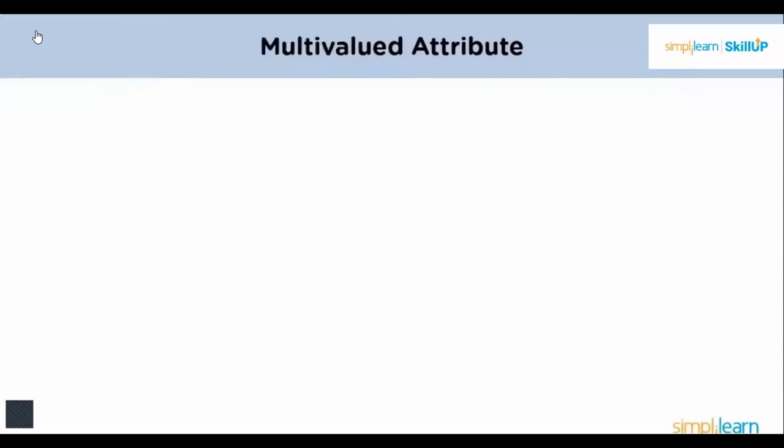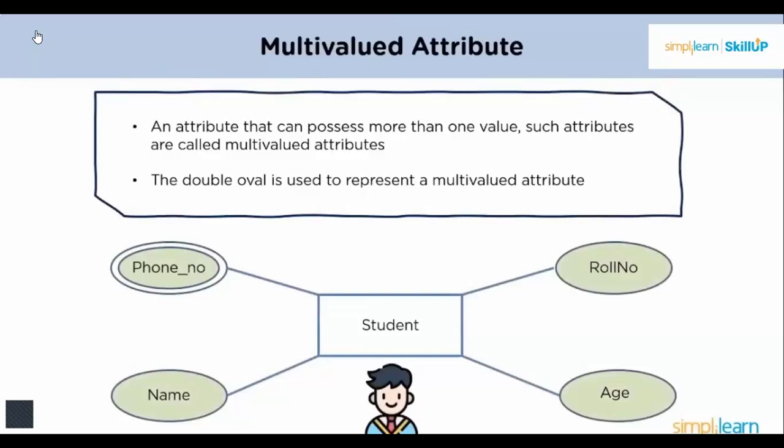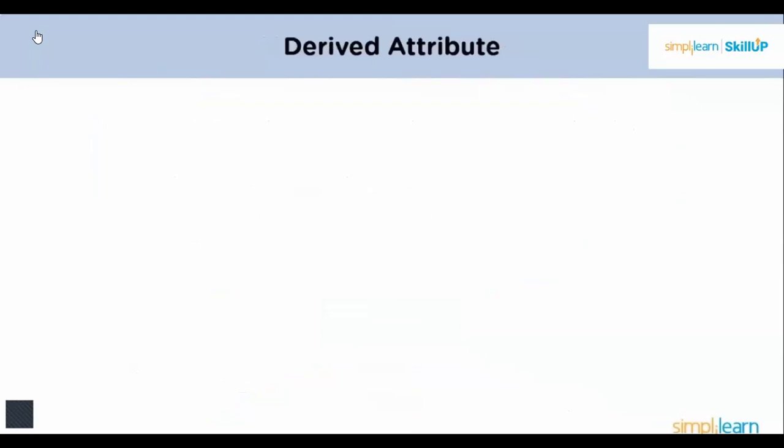Now, let's have a look at multi-valued attribute. An attribute that can possess more than one value are called multi-valued attributes. These are represented as double oval shape. In the example below, the student entity has attributes phone number, roll number, name, and age. Out of these attributes, phone number can have more than one entry, and the attribute with more than one value is called multi-valued attribute.